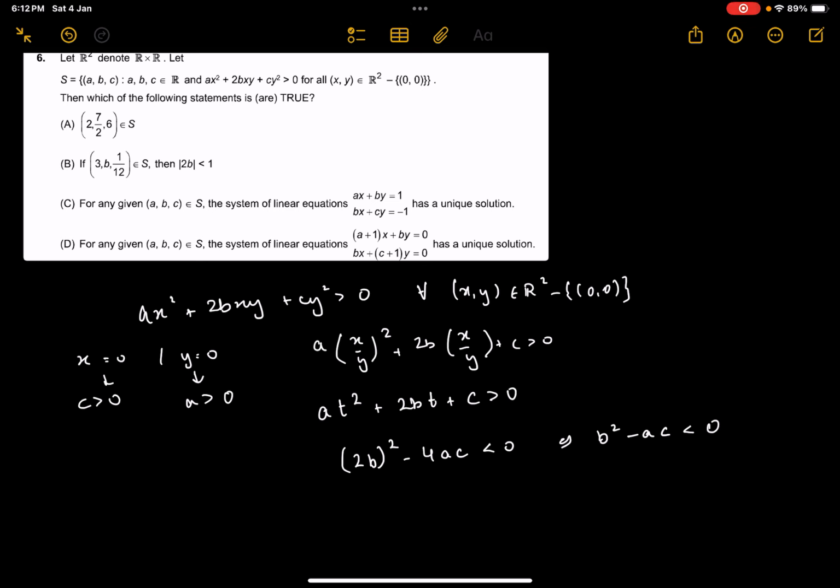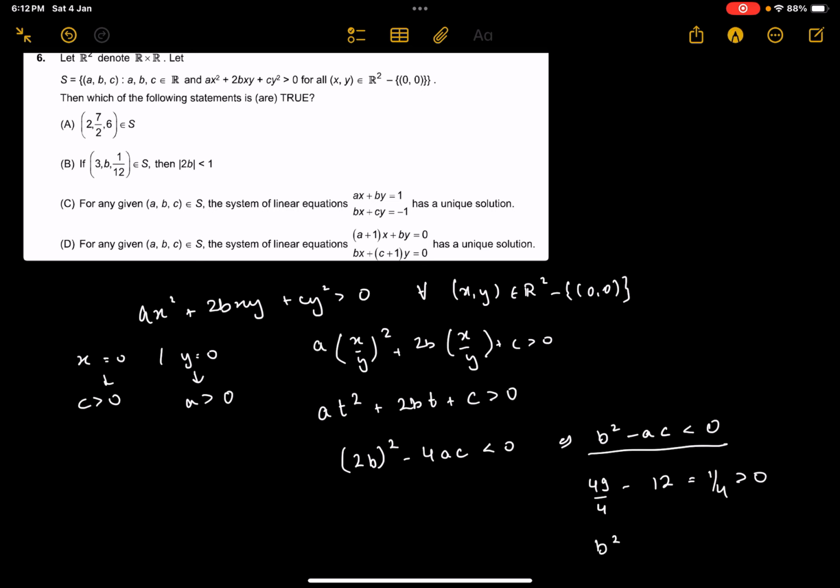Now let's look at the options. So for option a, b² is 49 by 4. This condition means for the triplet a, b, c to be in S, this condition should hold. So for option a, we check whether this triplet is in S. So b² is 49 by 4 minus ac, which is 12. So this is equal to 1 by 4, which is greater than 0. So option a is incorrect.